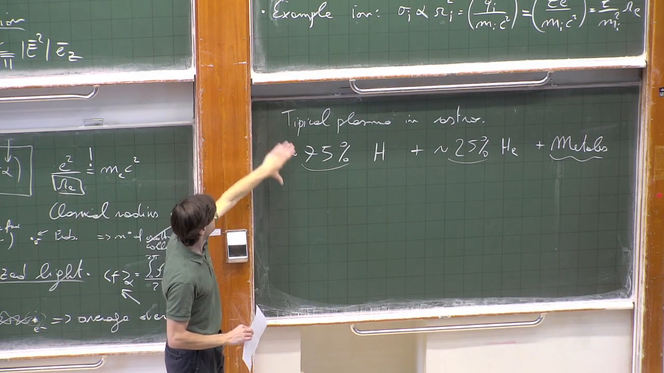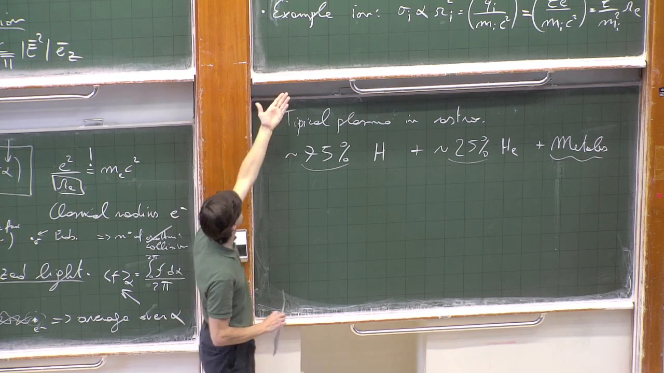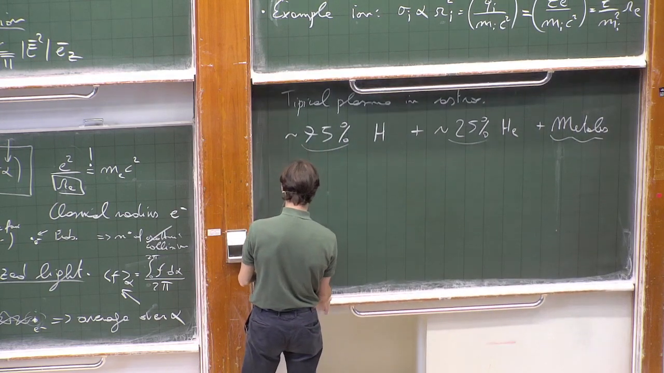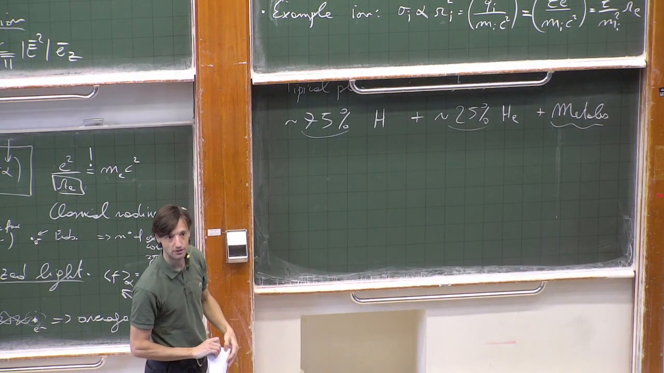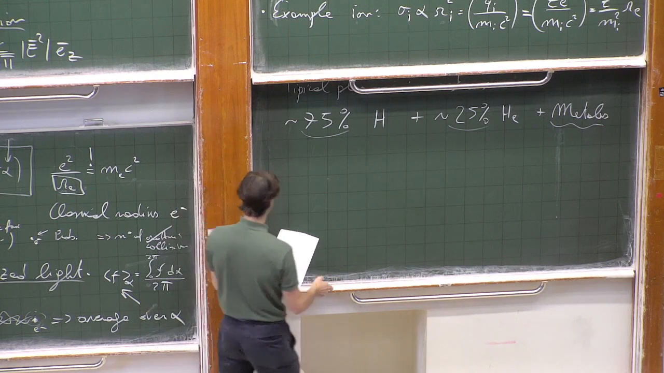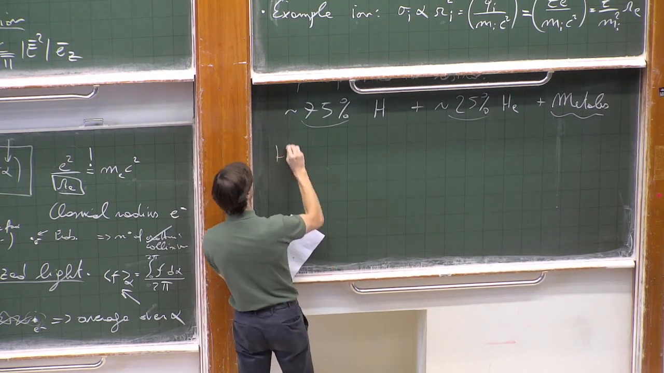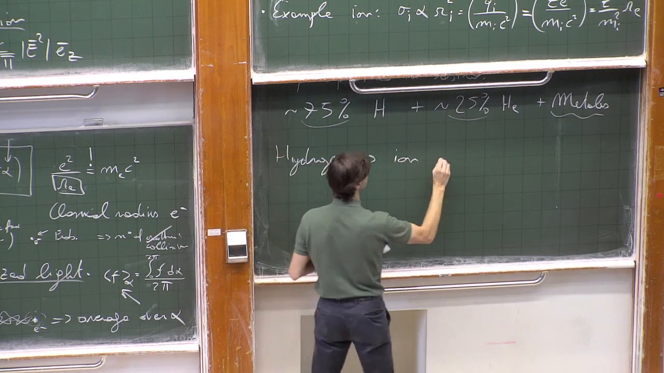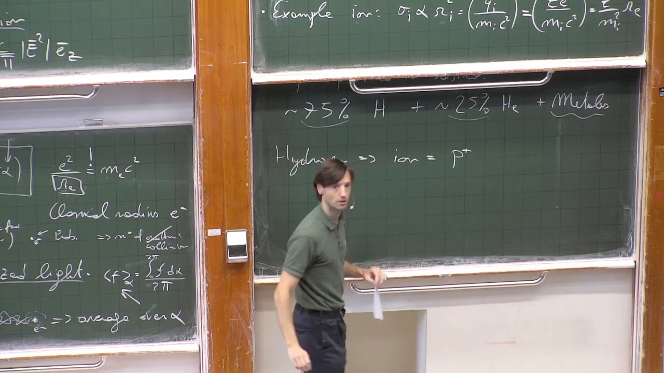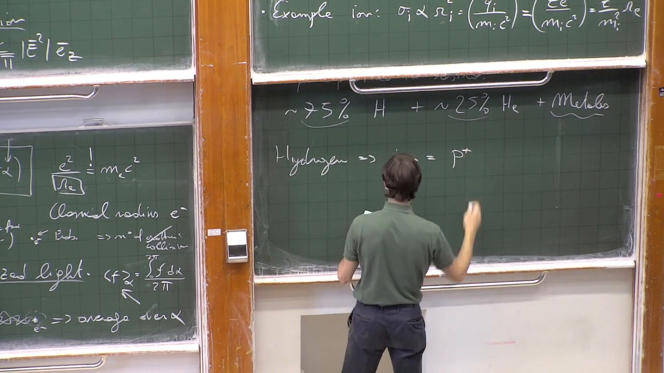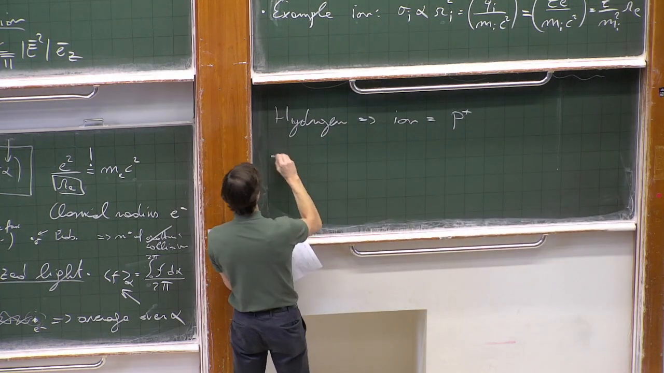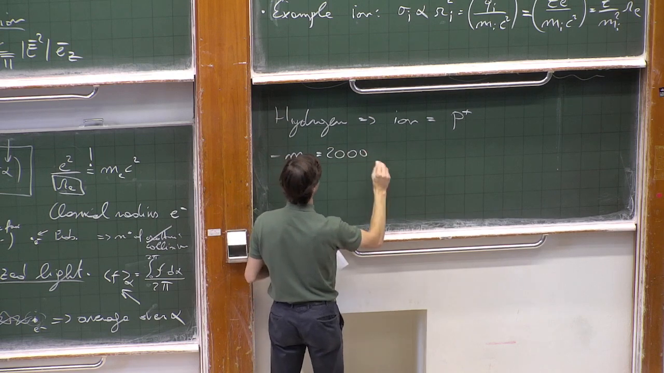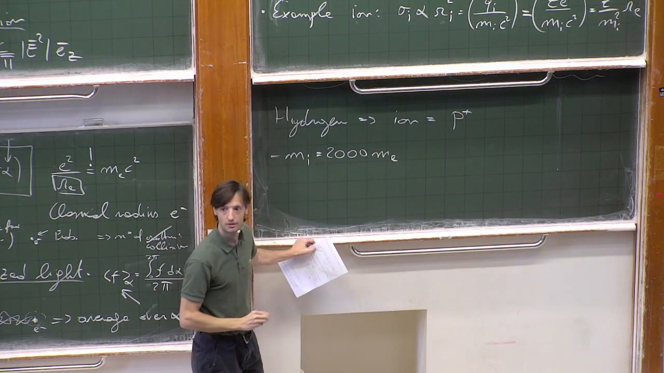And this is the typical scenario that we have, but for a good example that we can consider, since 75% of our free ions are given by protons, basically, let's give a look at the case of hydrogen. The ion is going to be a proton, right? If that's the case, the mass of the proton is going to be 2,000 times the mass of the electron.